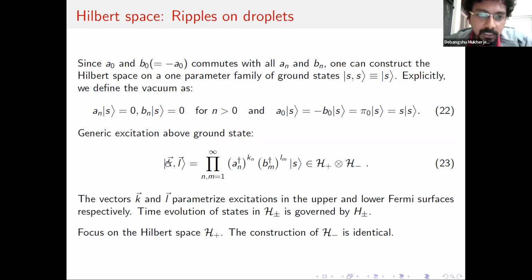The vector K is actually all the numbers: Kn is the number of A daggers of level n operating on S. So K is the set of all these Kns, and L is the set of all these Ls. They parameterize excitations in the upper Fermi surface corresponding to P plus, and the lower Fermi surface corresponding to P minus. As you just saw, they factorize nicely into two chiral sectors, so the two Hamiltonians H plus and H minus will independently govern the evolution of each of these Hilbert spaces. So I'm going to focus only on a single Hilbert space. The construction of H minus is identical.